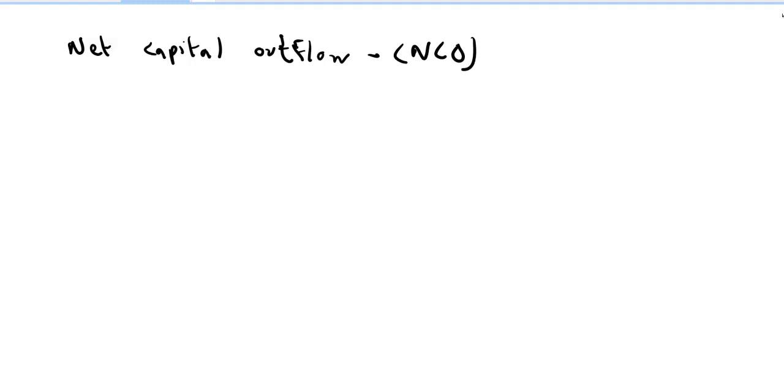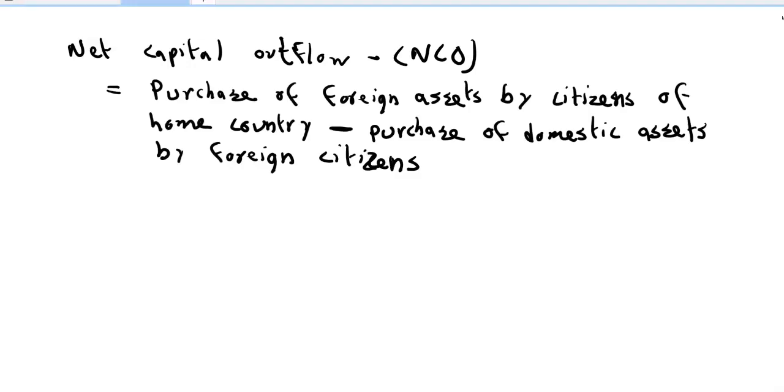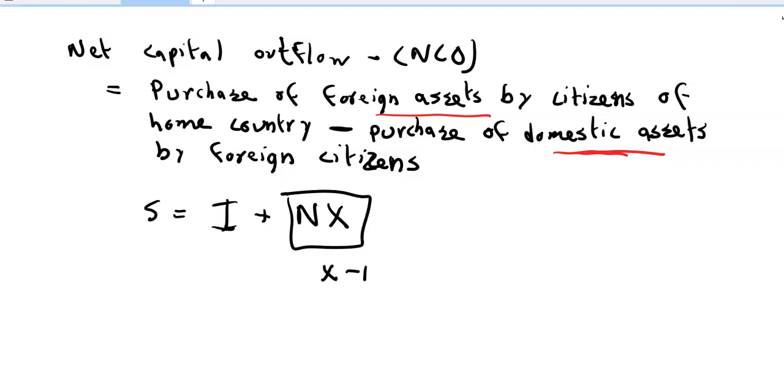The formula is the purchase of foreign assets by citizens of a home country. So if an American buys, let's say, a factory in France, that would go in the first part, minus the purchase of domestic assets by foreign citizens. So if a German citizen buys a factory in America or invests in America, that would go in the second part. If I have this NX, which is again X minus M, this is creating a deficit in goods if we are importing more than what we are exporting.